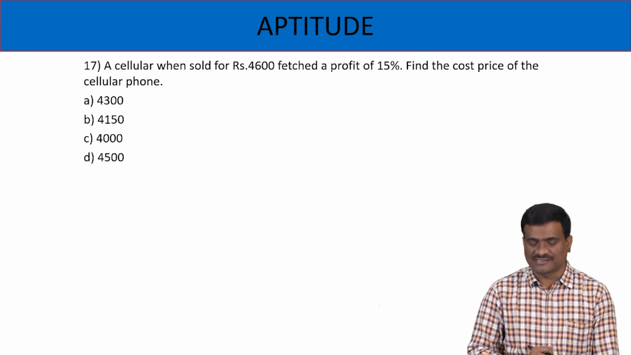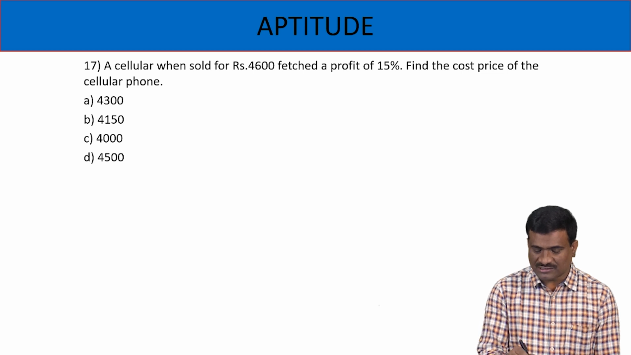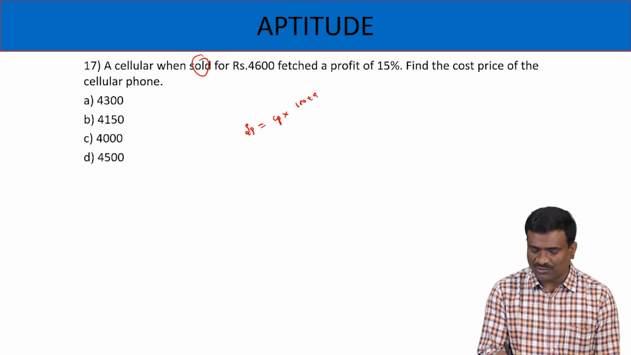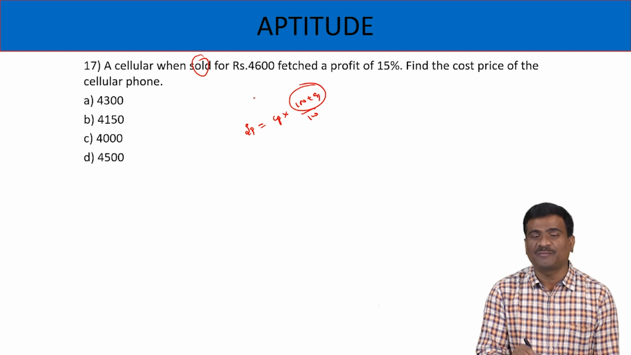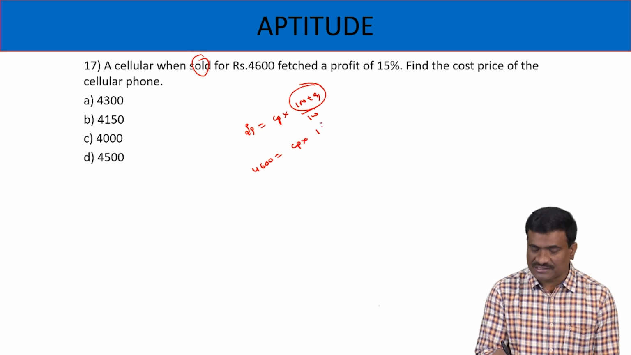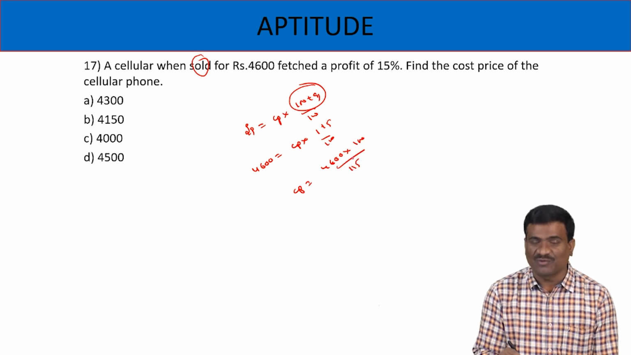Next, 17th example, profit and loss concept. Here sold means selling price and profit. Selling price and cost price relation. Selling price is equal to cost price into 100 plus G by 100. Selling price is 4600. Find the cost price. Next, 15% gain, 115 by 100. Cost price is equal to 4600 into 100 divided by 115.